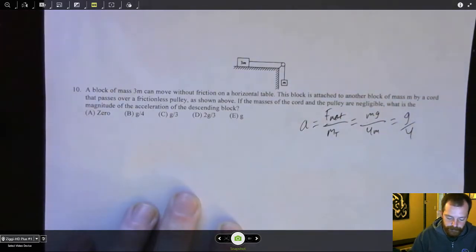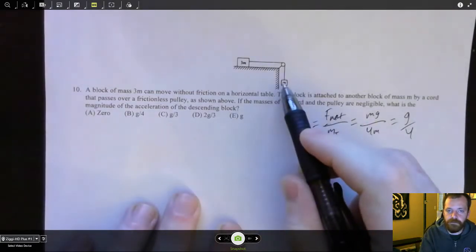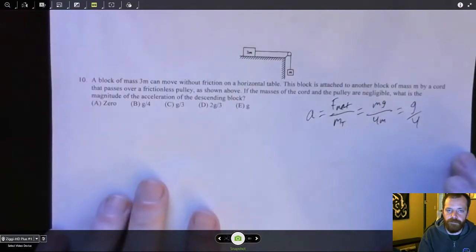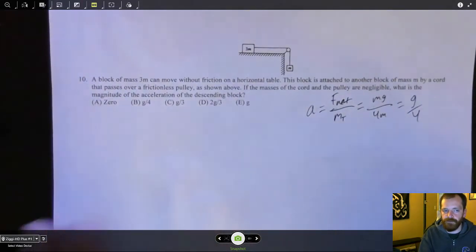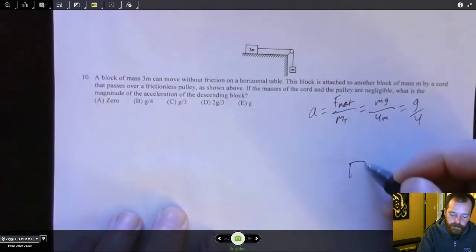1/4 of gravity. Okay. Now I could also solve this the other way, right? By writing a net force equation for each block based on its free body diagram. So let's do that too, just good practice.